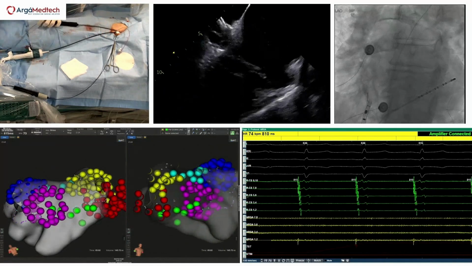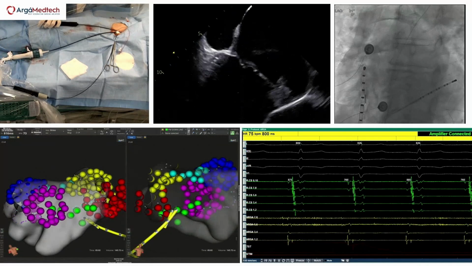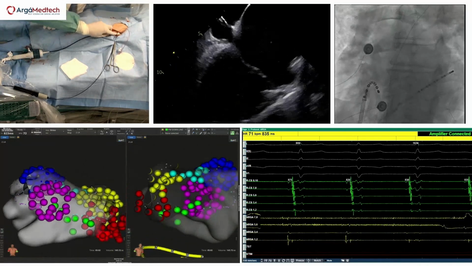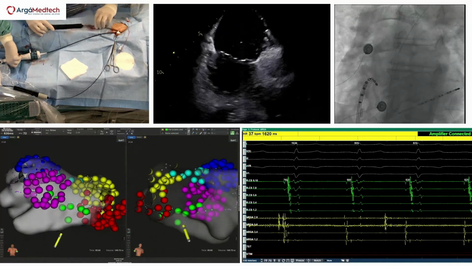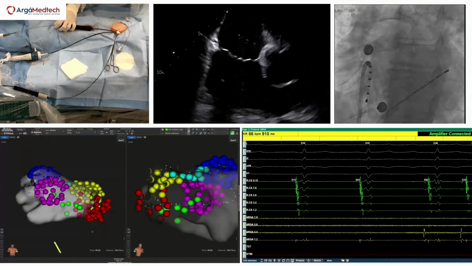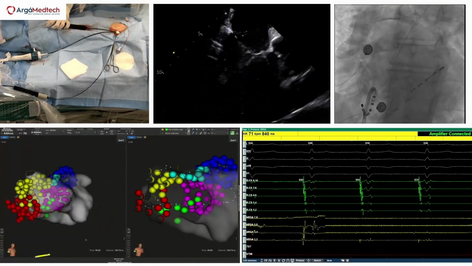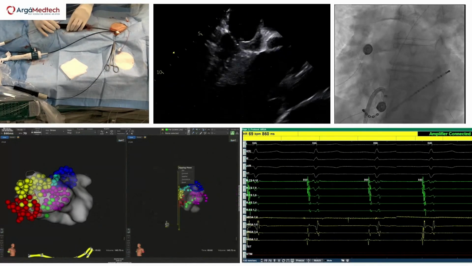Okay, so now I'm moving. Now we are moving toward the CTI. You see, it's a very specific maneuvering because I want to get the catheter like this over the CTI. Sorry, a moment. I'm probably more lateral. Let me go more septal.